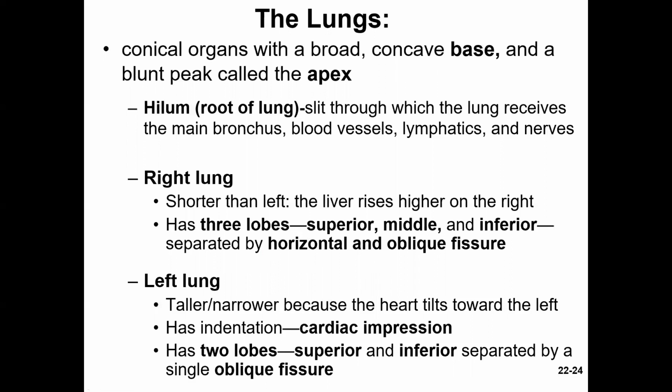The left lung is taller and narrower, because the heart tilts toward the left. It has an indentation that we call the cardiac impression, and it has two lobes, superior and inferior, separated by a single oblique fissure.